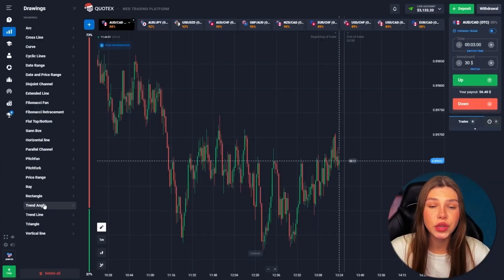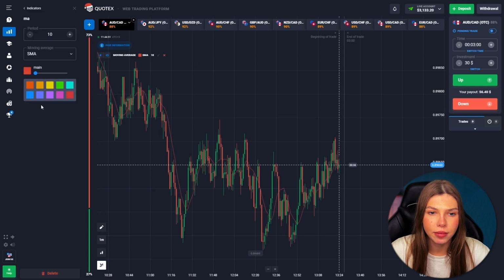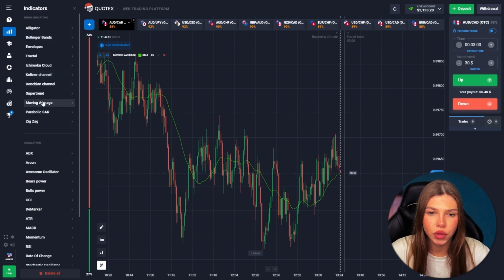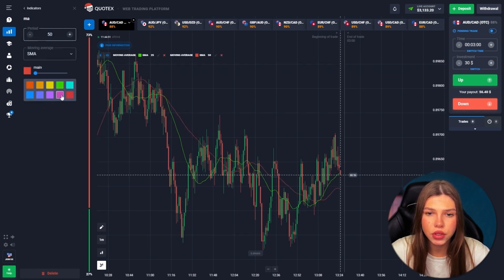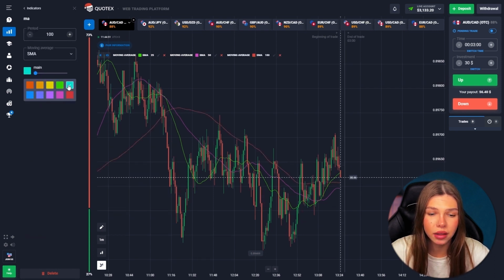To trade this strategy, we need to add 3 moving average indicators. Let's add them. The first indicator will have a period of 25. Choose the color of the line. Let's add the second indicator with a period of 50 and also change the line color. And the third indicator with a period of 100, change the color and save.